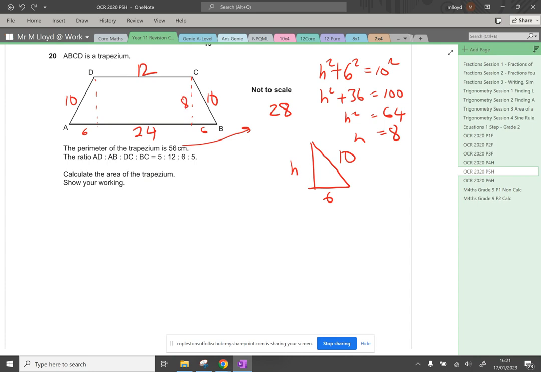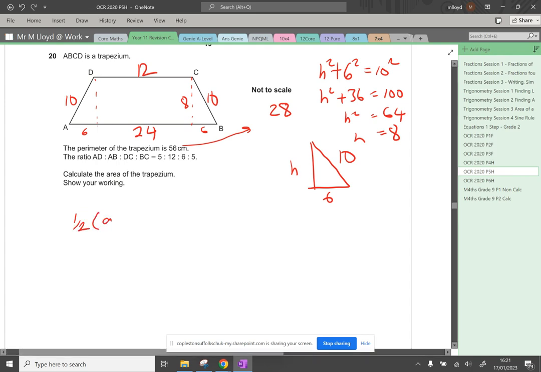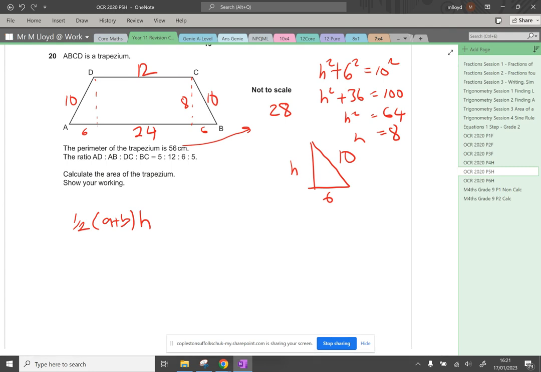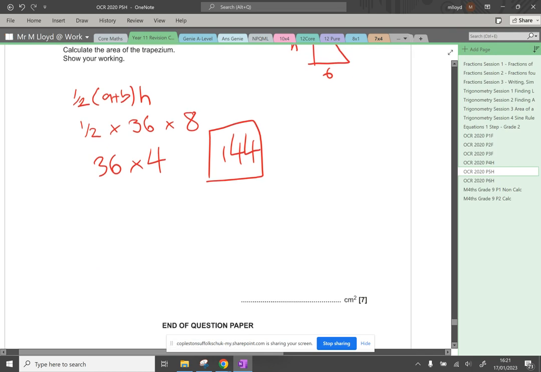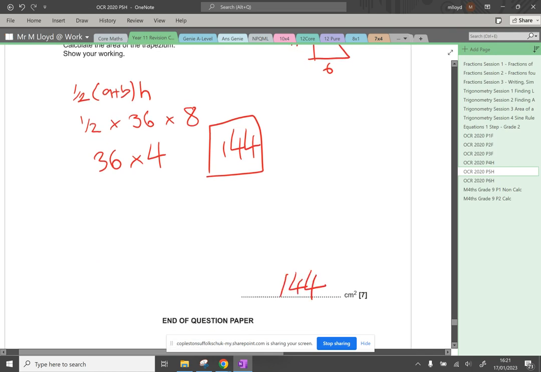Right, work out the area of this trapezium. Last thing we need to do, so it's a half, a plus b, times the height. So a half times 36 times 8. 36 times 4. 2 lots of 72, 144. Okay, and then that gives us our final answer.